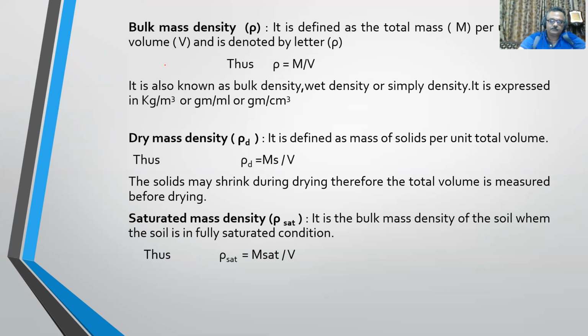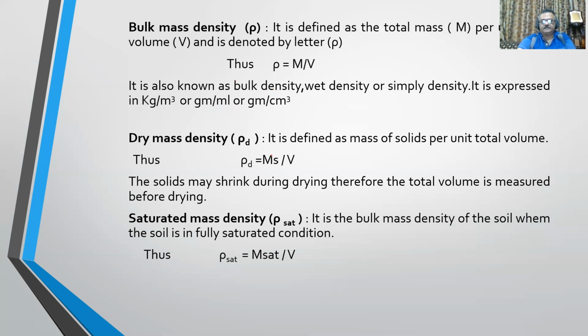That is, total mass is equal to mass of water plus mass of solids. And total volume is equal to volume of air plus volume of water plus volume of solids. Or you can also write total volume is equal to volume of voids plus volume of solids. So this is the formula of bulk mass density. It is also known as bulk density, wet density, or simply density. It is expressed in kilogram per cubic meter or gram per milliliter or gram per cubic centimeter.